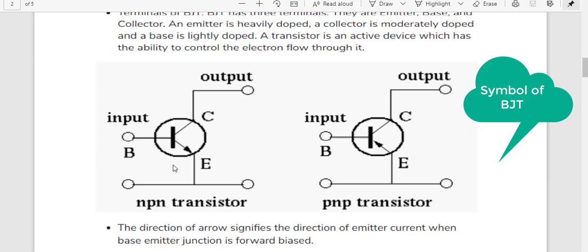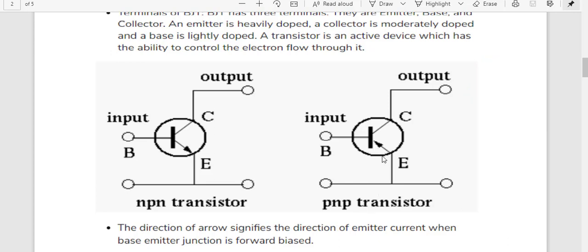And seeing the direction of the arrow, you can say whether it is NPN or PNP. In case of an NPN transistor, the arrow will always be in the exit direction. That means the direction of current will be exiting through the emitter terminal in case of NPN. But in case of PNP, the direction of current will be entry, entering through the emitter terminal.